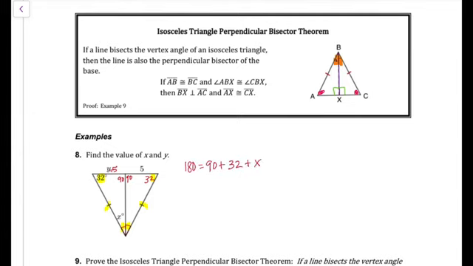If I'm solving for x, I want to take 32 plus 90 and subtract that from 180. That will give me 180 minus 122, so x is going to equal 58 degrees. So that would give me my x and my y for example 8.